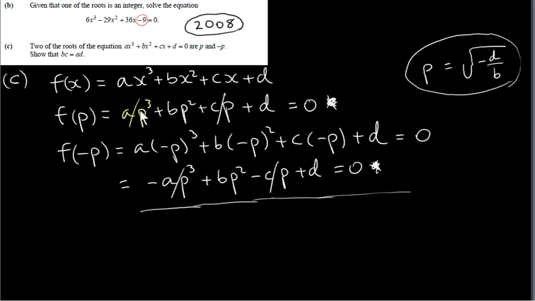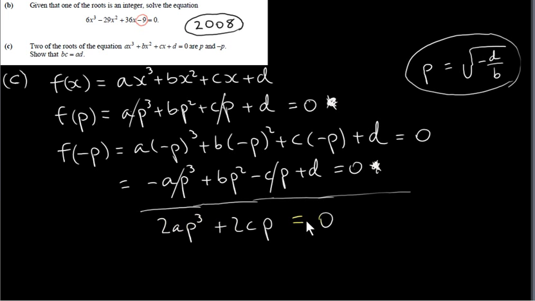So you will get ap cubed minus minus ap cubed. That's ap cubed plus ap cubed, which is 2ap cubed. Then if you take bp squared, well, we want to take this term and actually subtract it, not add it. That will give us 0. They'll cancel out. If we take cp and subtract minus cp, we'll get cp plus cp is 2cp. If we take d and subtract d, we get 0. And if we take 0 and subtract 0, we just get 0.